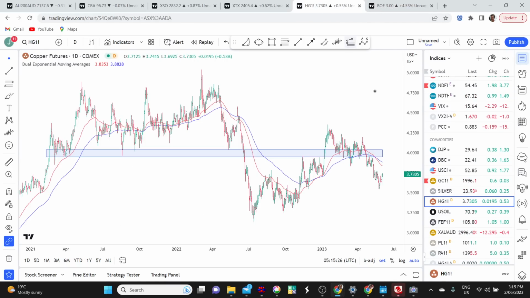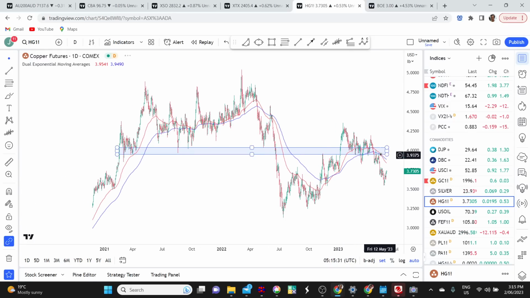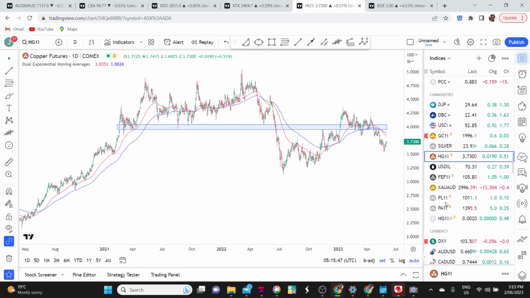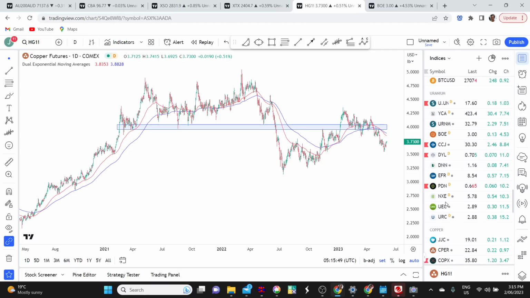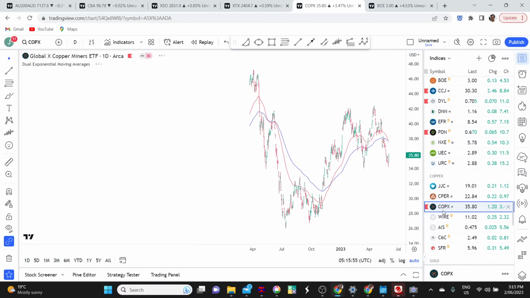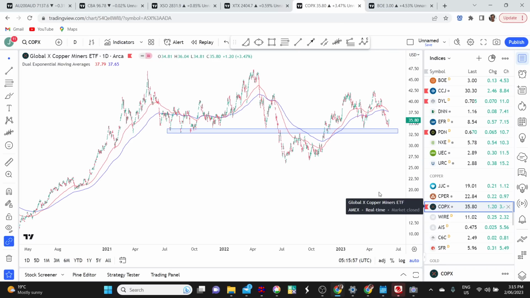Now, let's just jump across to copper. Everything's finally gone and loaded up for us. Look, not a lot happening in the copper price, below these moving averages, which are in decline. So there's not a lot to inspire too much in the copper price itself. But what has been interesting is to look at a copper ETF. So this is a US-listed Global X Copper Miners ETF, or COPX is the ticker code.